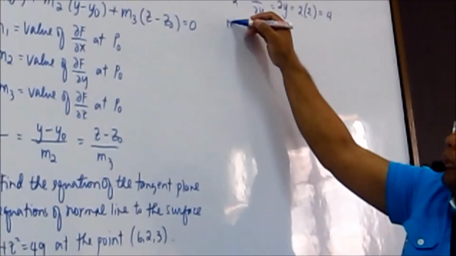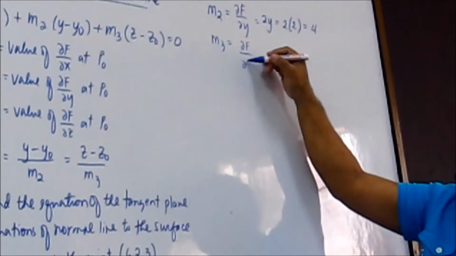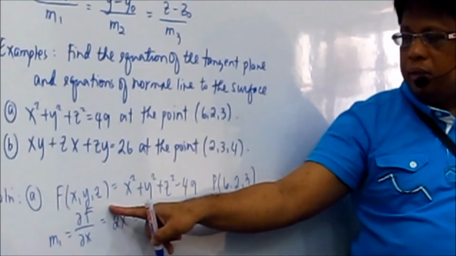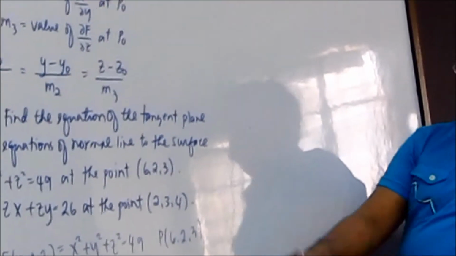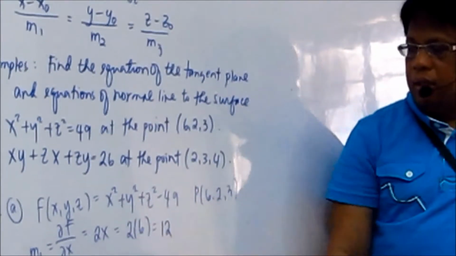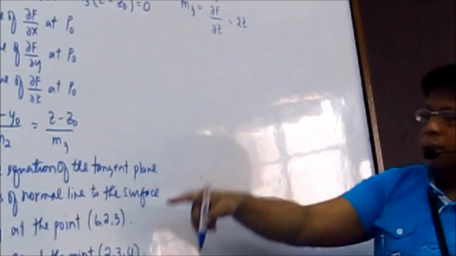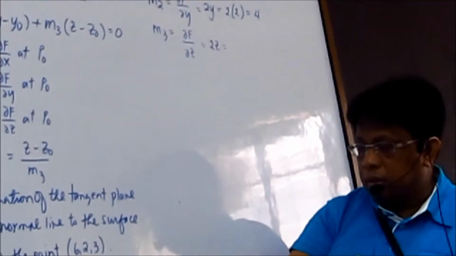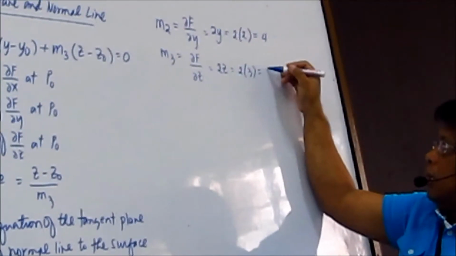What about now m3? For m3 we have partial f with respect to z. Differentiate the function with respect to z now, taking x and y as constant. The derivative of the first term is 0, likewise the second term is 0. What about the third term? This is 2z, minus 0. Then substitute the value of z from the given point, which is 3. So 2 times 3 equals 6.